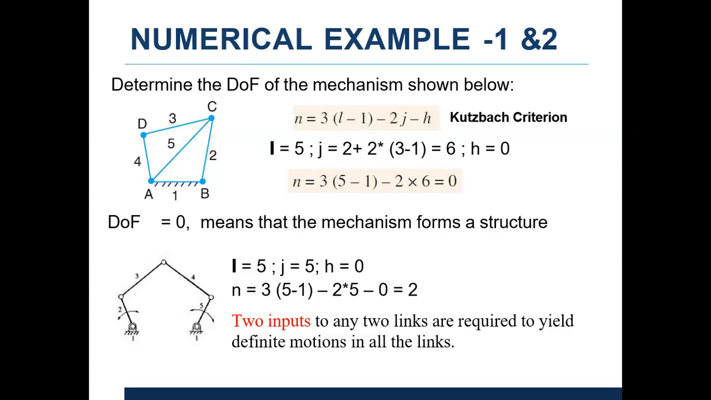In the second case, we do not have any higher pair, but it does transmit motion. That is why n = 2, which means the mechanism has 2 different kinds of motion. With this, I will wind up, and thank you for your patience in listening to this lecture.